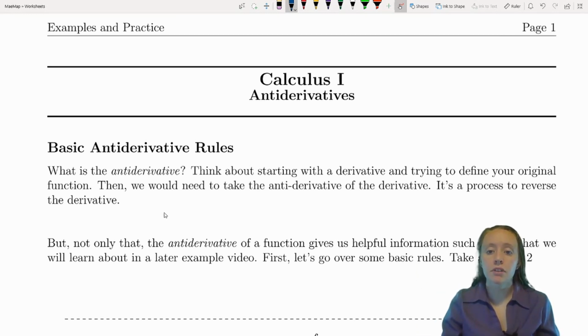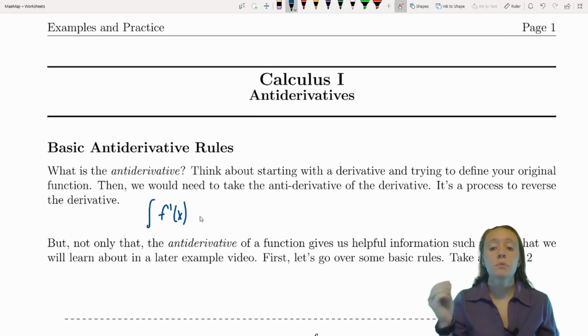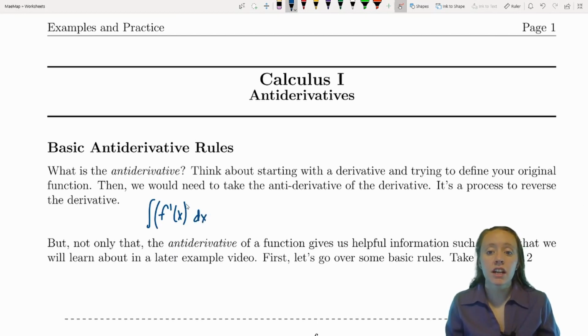So, for example, if I had f prime of x to start with, in order to get to f of x, I would integrate, that's the integral symbol, almost like an elongated s, and then we say what we're integrating with respect to, so dx. So if I integrated f prime of x, that would get me back to my original function.